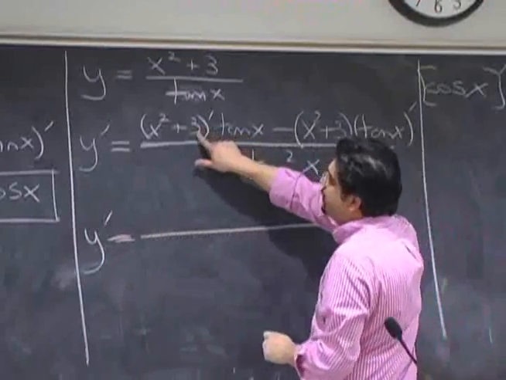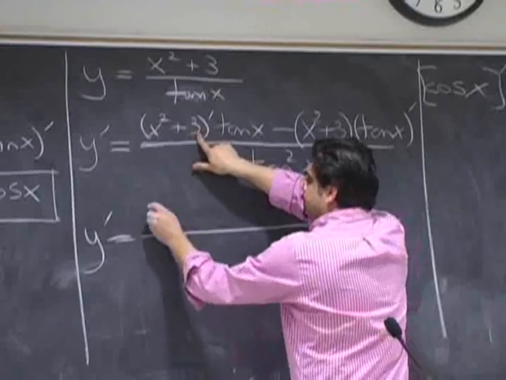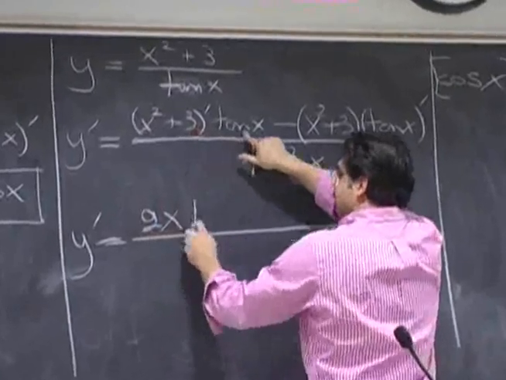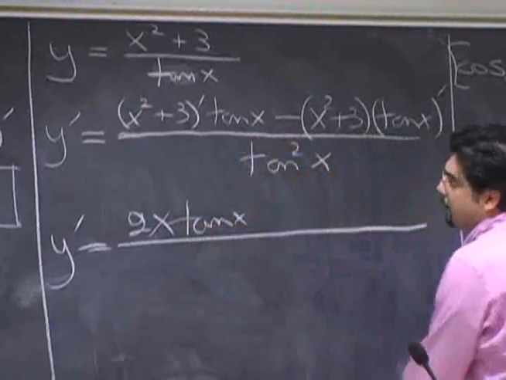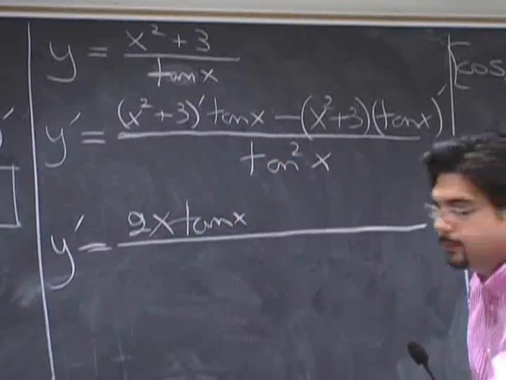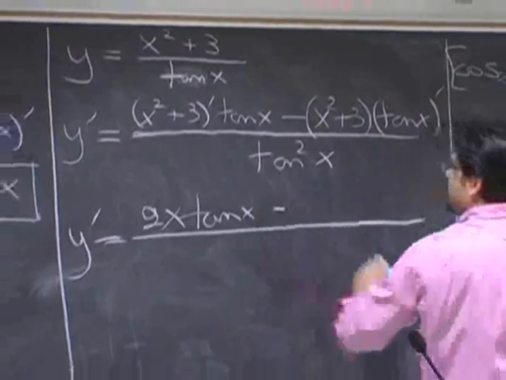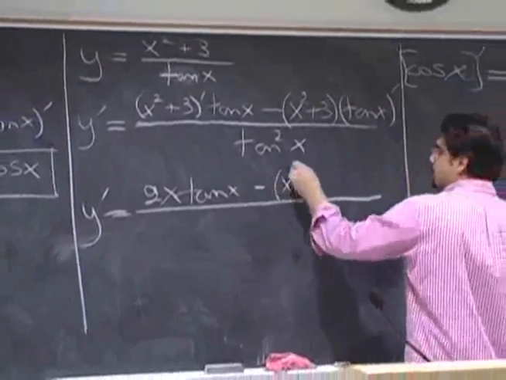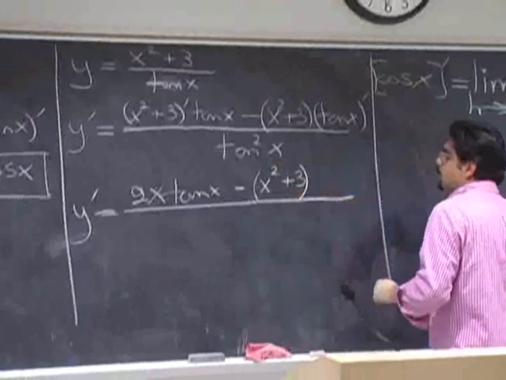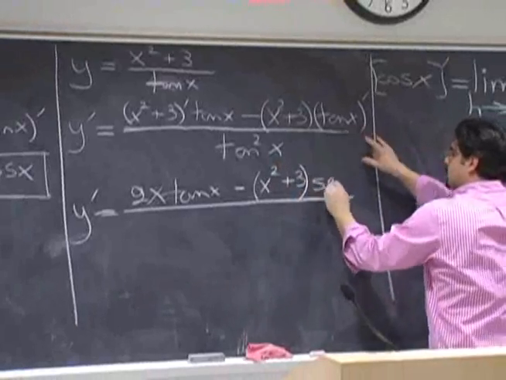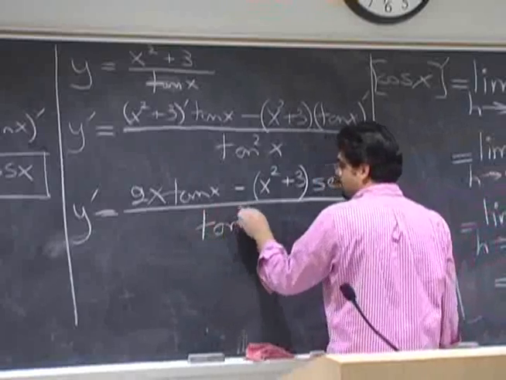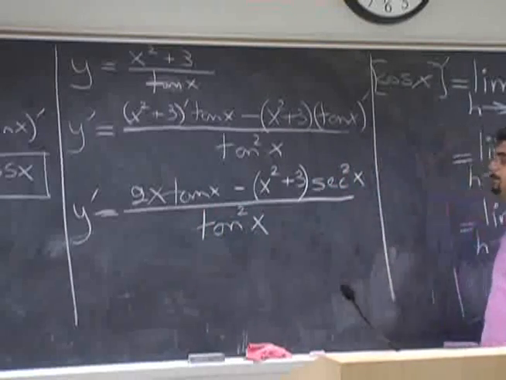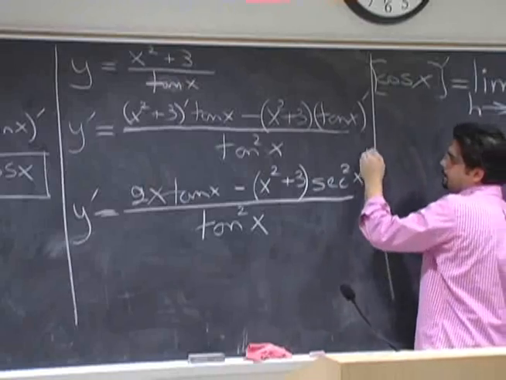The derivative of x squared plus 3 is what? It's 2x times tangent x minus x squared plus 3 times the derivative of tangent, secant squared x, over tangent squared x. Good. That's your answer.